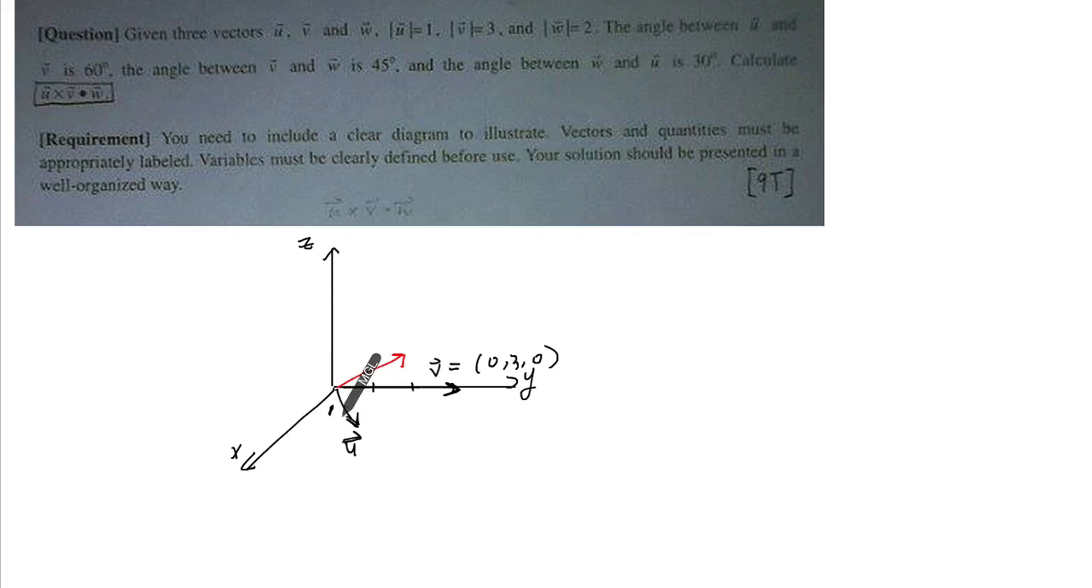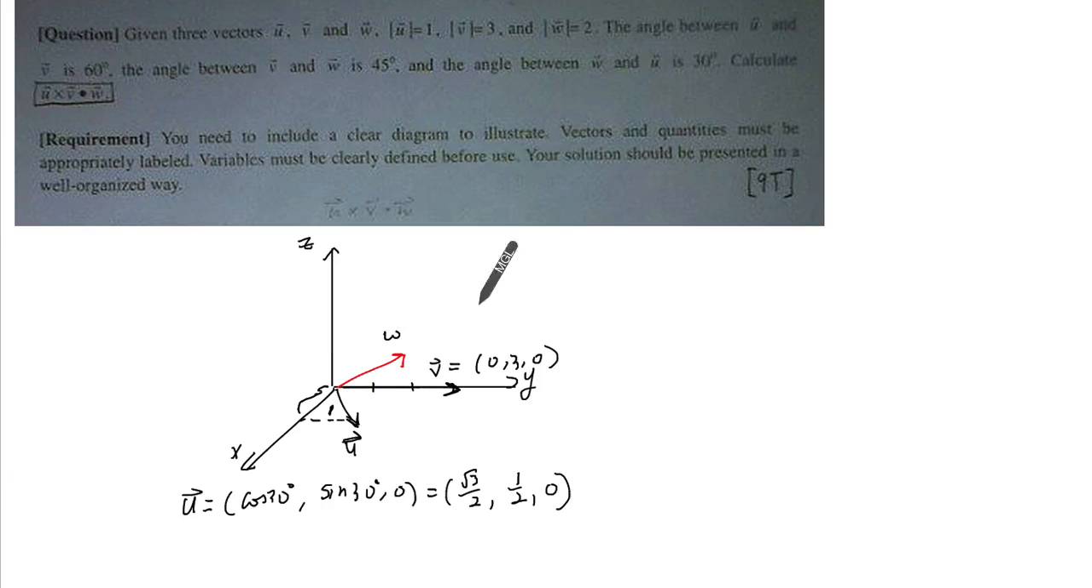So this length right here has to be 1 cosine of 30. So x is going to be cosine of 30, and this length right here is going to be sine of 30. Of course, z is 0. That gives you root 3 over 2 and a half and 0. So we have the coordinates for u as well. I meant to say that's u there, okay?